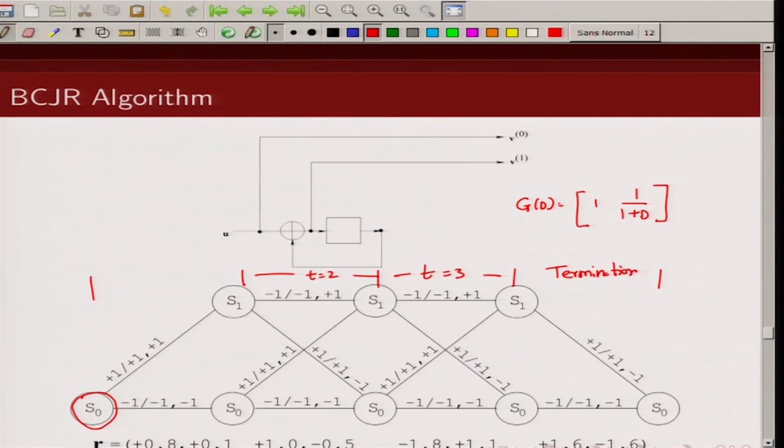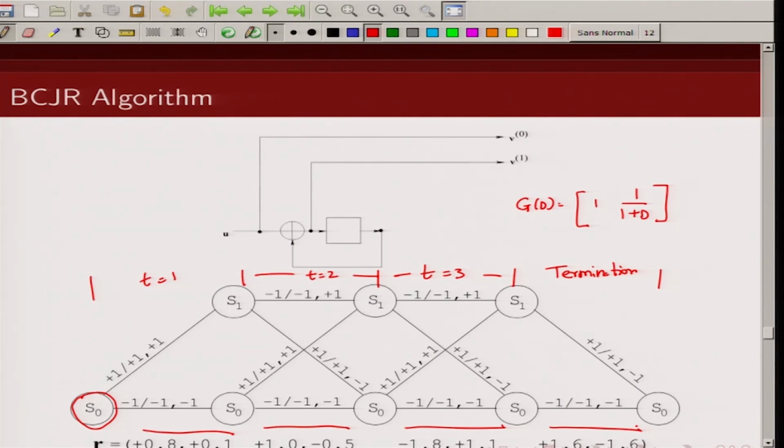So, I bring this encoder back to all 0 state. Now, this is a rate 1/2 code, so for each trellis section I am receiving 2 bits. At time t equal to 1, what I received is these 2 bits, plus 0.8 and plus 0.1. For t equal to 2, I received plus 0.1 and minus 0.5. For t equal to 3, I received minus 1.8 and plus 1.1, and during the termination phase I received plus 1.6 and minus 1.6.